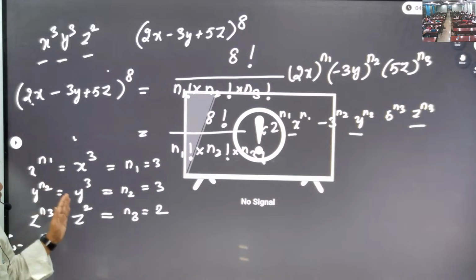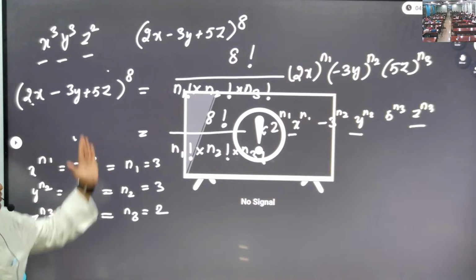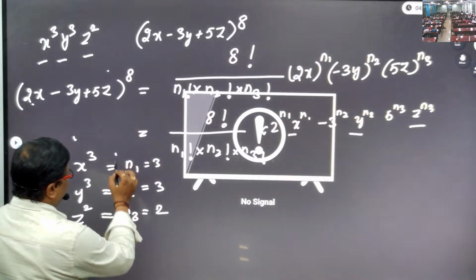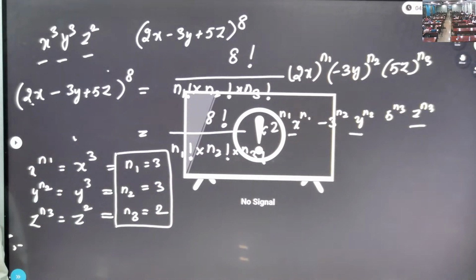We found n1 value, n2 value and n3 value. Now we will be replacing all these values into our equation. So now we came to know what is n1, what is n2, and what is n3. Right. Now substitute the values. Once you substitute your values, what will we be getting?